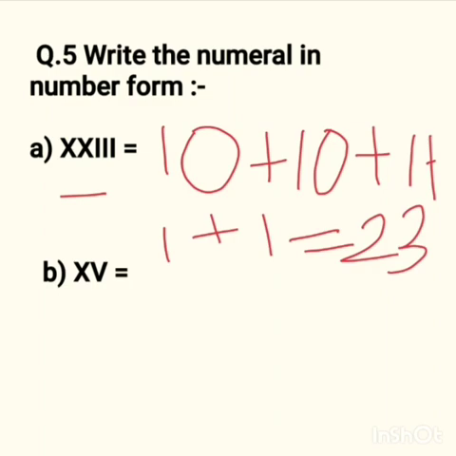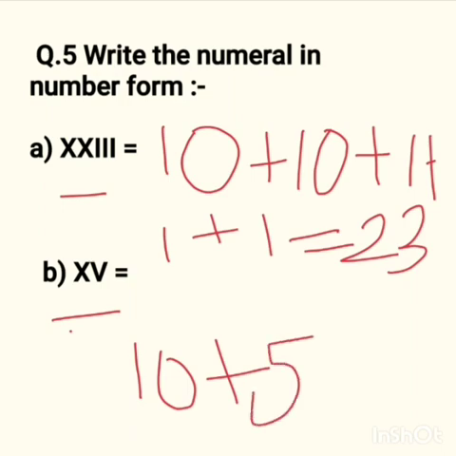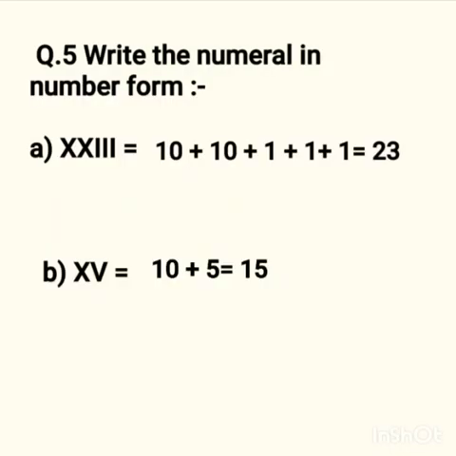You know, student, the first rule we follow here: when a symbol appears after a larger or equal symbol, it is added. So we add here, right? The next is X and V. The meaning of X is 10 and the meaning of V is 5. It means 15. So student, in this way we write the numeral in number form. I hope you have understood all these 5 questions. So do the practice of this chapter, Knowing Our Numbers. So thank you students.